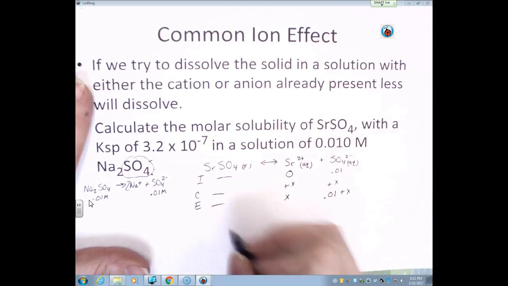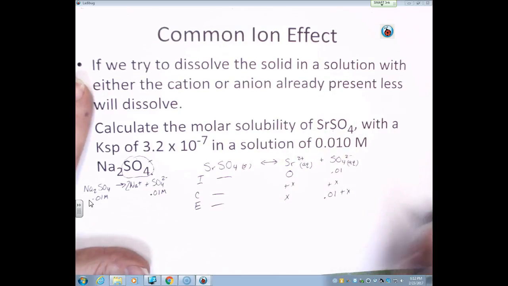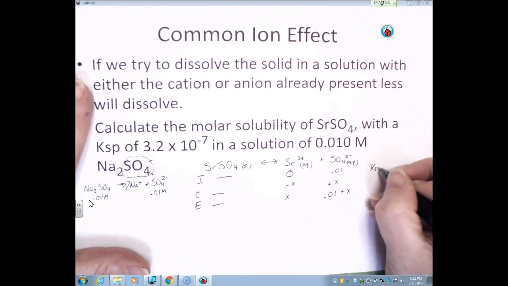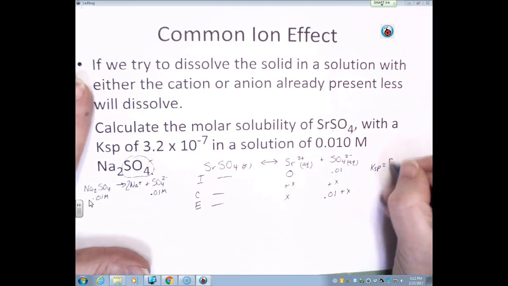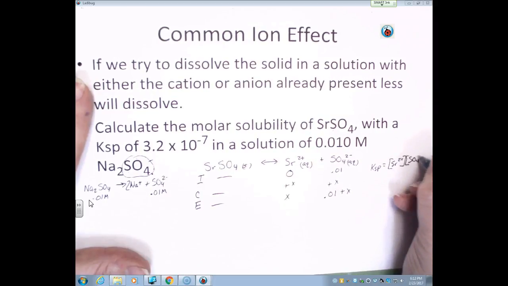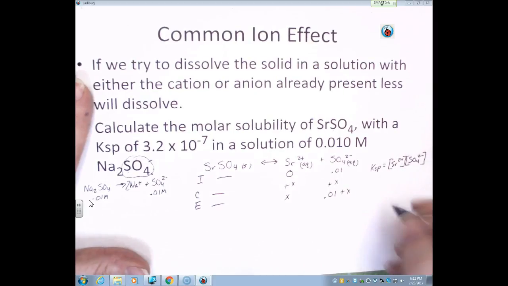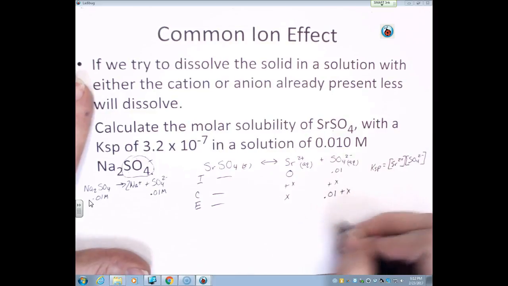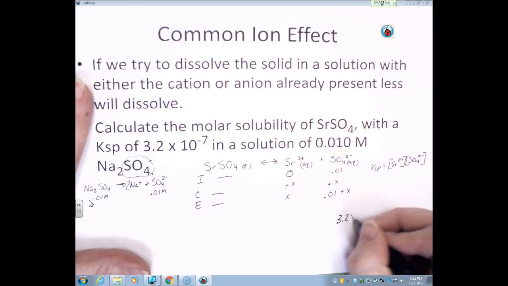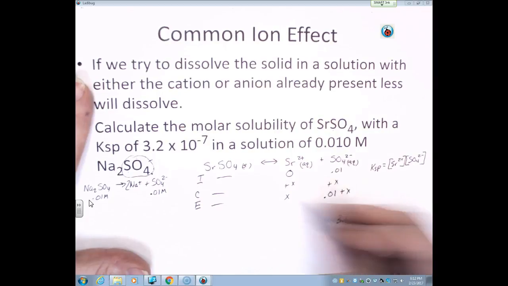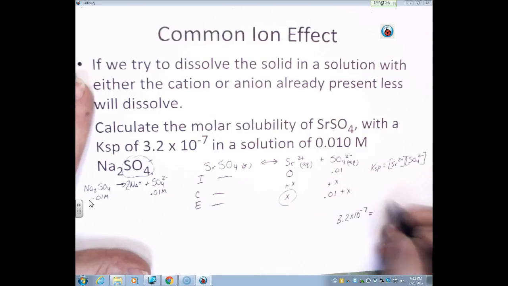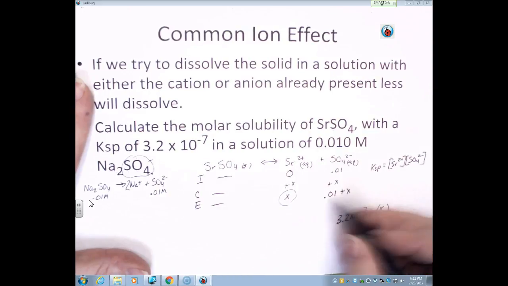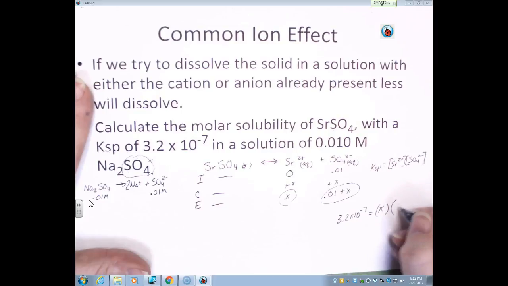Now, we're going to write our equilibrium expression for this. So KSP is equal to, for this reaction, strontium ions times my sulfate ions. They're both 1-to-1 mole ratio, so I don't have to worry about any exponents here. And now I know my KSP is 3.2 times 10 to the negative 7 equals my strontium ion concentration, which is X, times my sulfate ion concentration, which is 0.01 plus X.